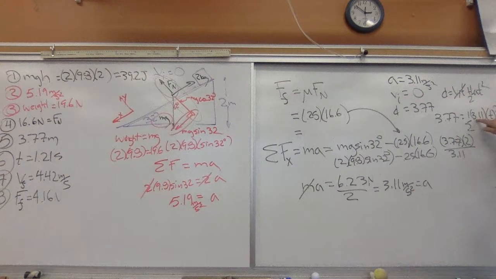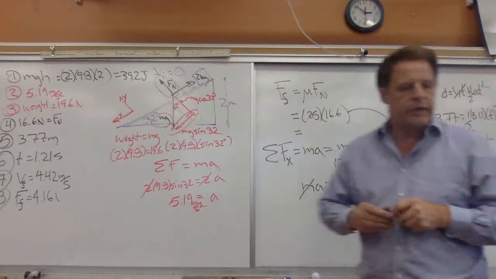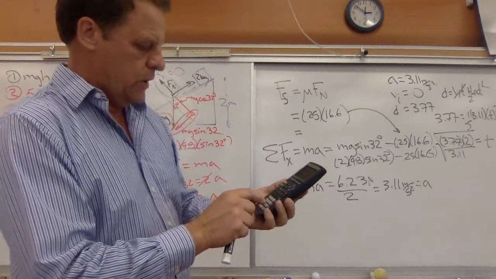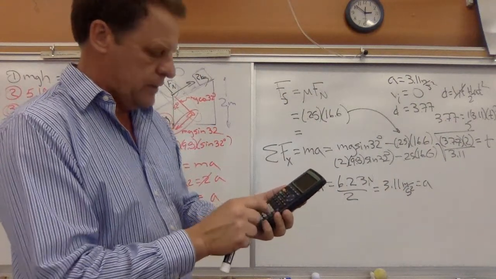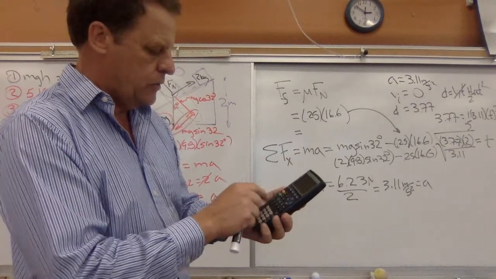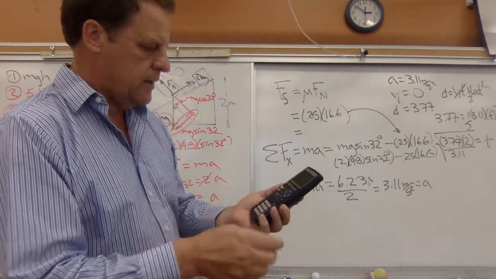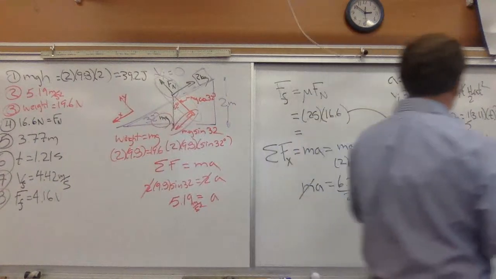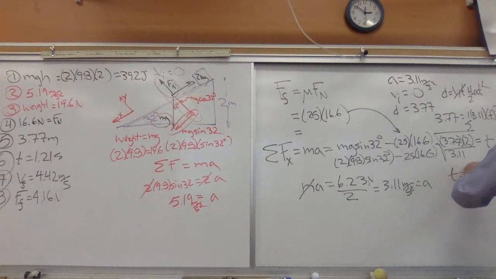You could divide this 3.11 by 2 and get 1.56 before or after. And then we're going to end up taking the square root of that whole thing, and that is going to give us the time. So we're going to have 3.77 times 2 divided by 3.11. That is 2.42. So take the square root of that, and we're going to have 1.56 seconds. So our time is equal to 1.56 seconds.